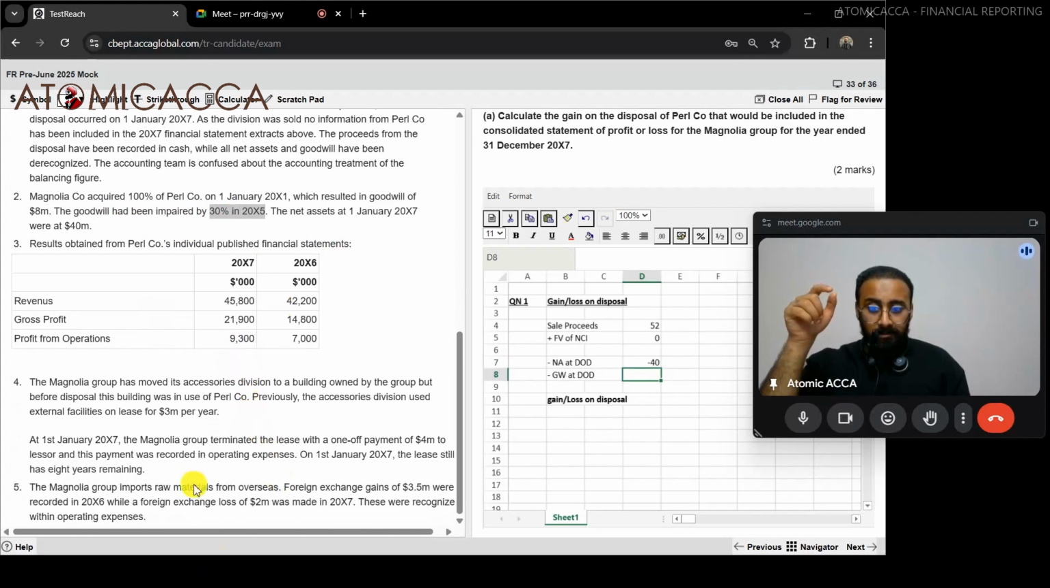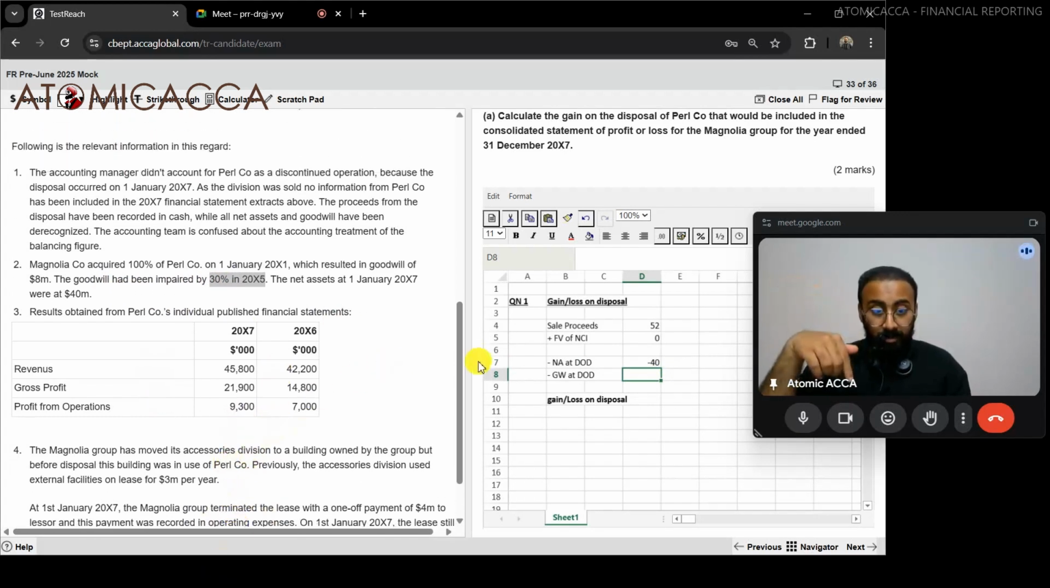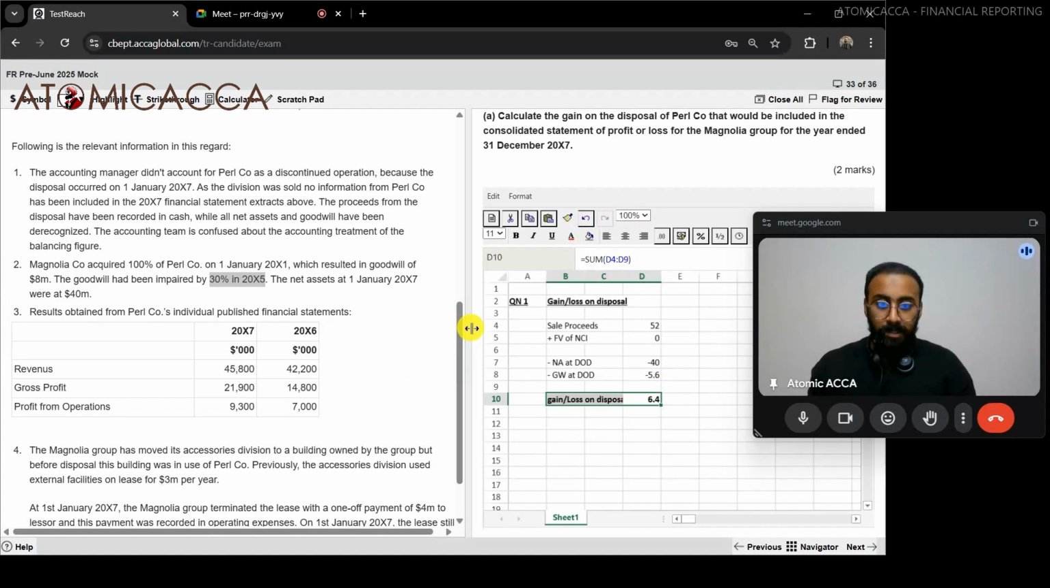Let's see if any other information is there about goodwill that got impaired further than that. But for the timing, this is the only information given. Initially, it was 8 million, and after that, it got impaired by 30%. So, what is remaining? 70%. So, 8 into 70 percent equals 6.4 million, and that is the goodwill on date of disposal.